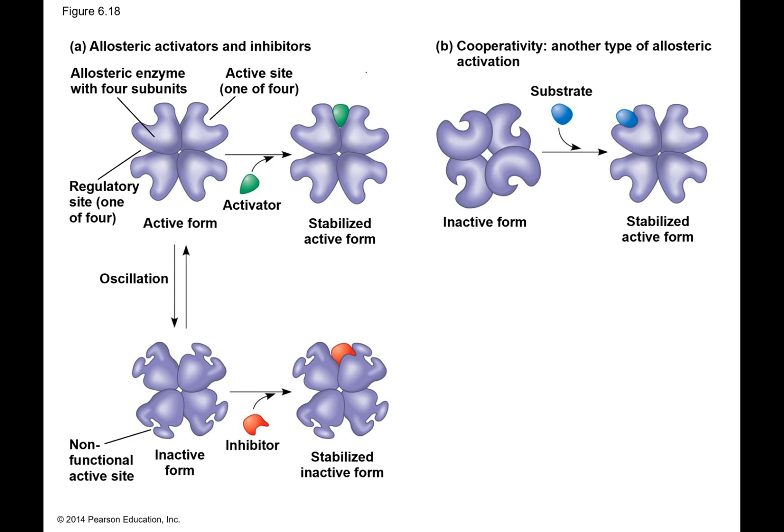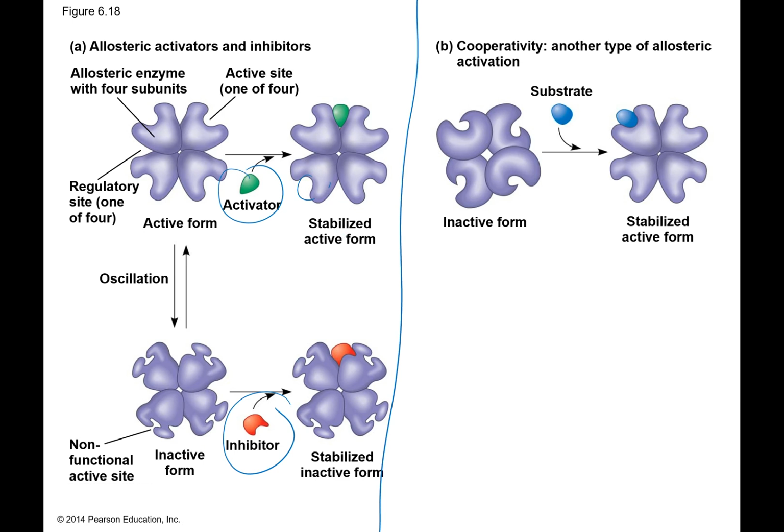Okay, so on the left-hand side of the screen here, we have an activator that stabilizes the enzyme in an active form, and an allosteric inhibitor that stabilizes the enzyme in an inactive form. So this is just another molecule that can bind to the enzyme to help it stay activated, help it stay on, help it to function.